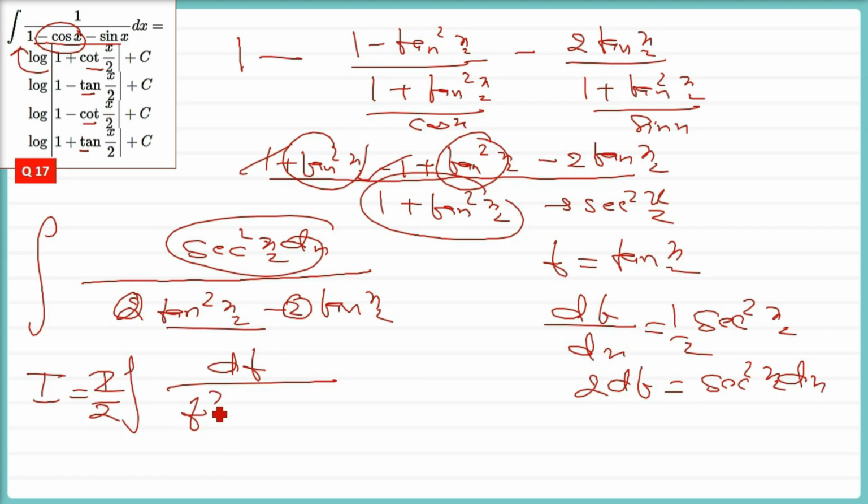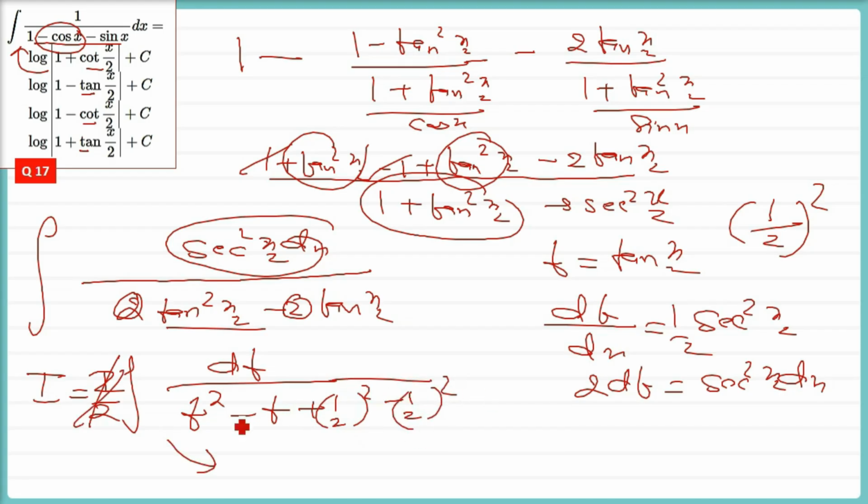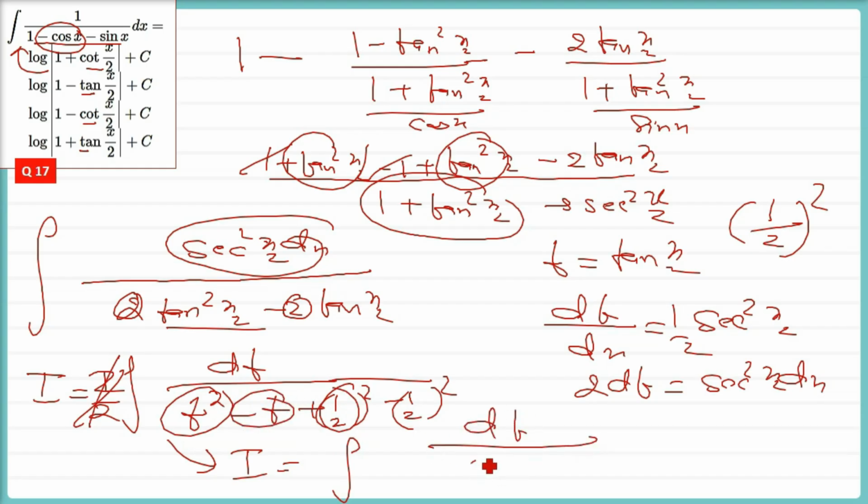Tan square x by 2 is t square, minus t; the 2 we have already taken outside. We will make it a perfect square. We just have to take the coefficient of t, which is 1, divided by 2, which comes as half. We'll square it, and whatever comes, we'll add it and subtract it. So plus half square minus half square. This will give you a square plus b square minus 2ab, so the first term will be t minus half whole square, and the second term will be minus 1 by 2 whole square.